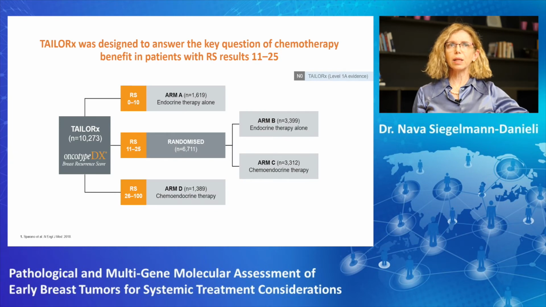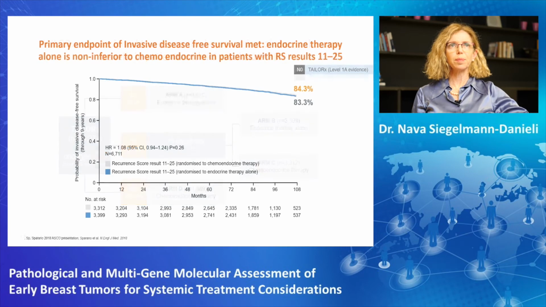And this is the TAILOR-X study, which recruited about 10,000 patients. The patients with a very low recurrence score of 0 to 10 received only endocrine therapy. Those with a high recurrence score received chemotherapy and endocrine therapy. And then patients with recurrence score 11 to 25 received either endocrine therapy or chemotherapy followed by endocrine therapy. And the primary endpoint was invasive disease-free survival.